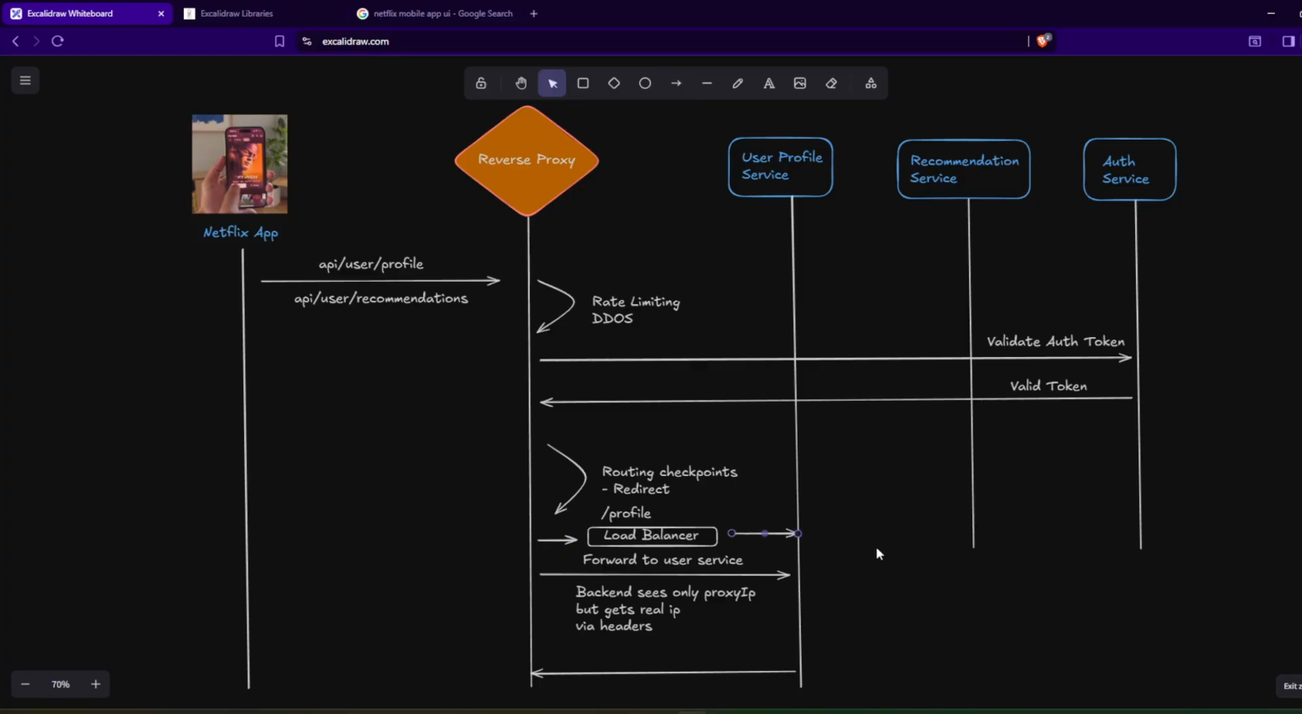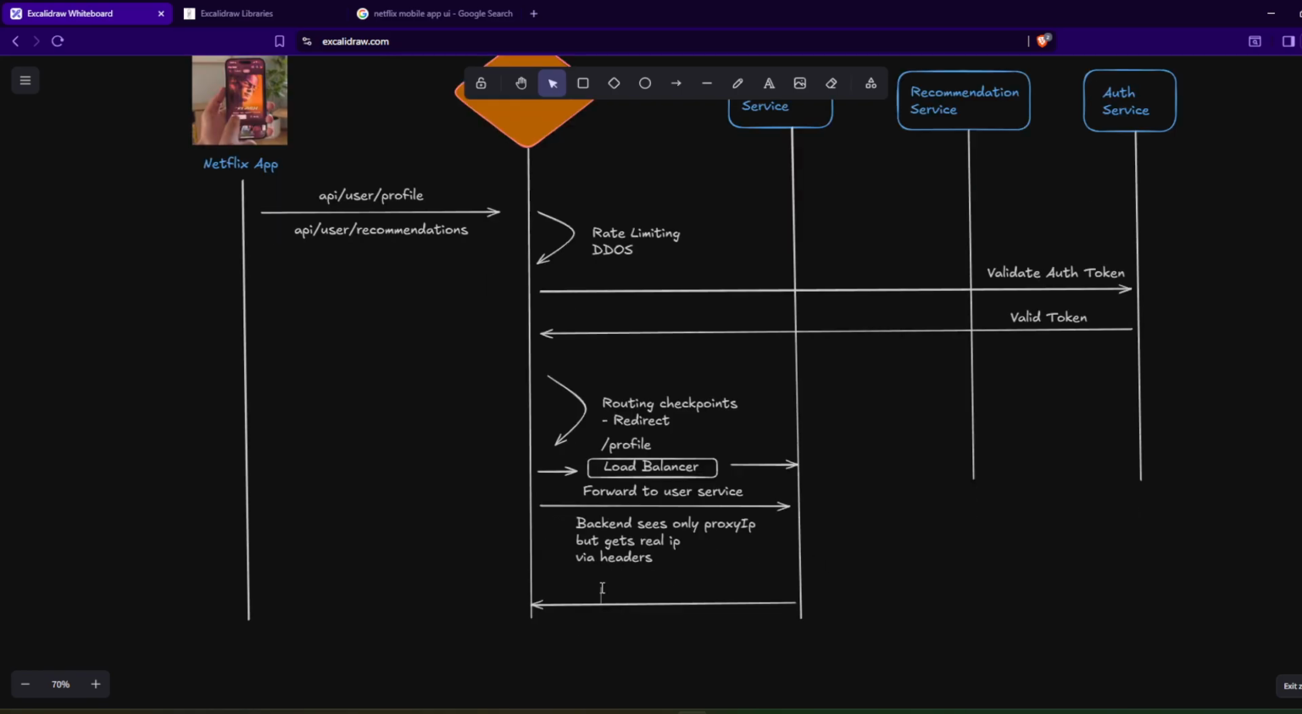So just understand these things. Reverse proxy has so many responsibilities. Load balancing is only one of its responsibilities. I hope this point is clear to you.